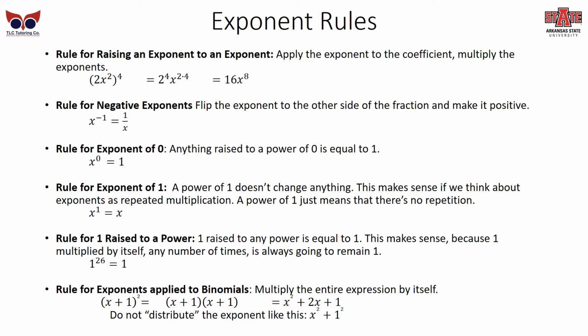Now, anything to the power of 0 is 1. This is a common problem where they'll give you a big hairy number raised to the 0 power, and it's just 1. In the same way, any number to the power of 1 means something times itself once, which means you didn't actually do anything. So it's just no repetition, and that's the same as just the number itself.